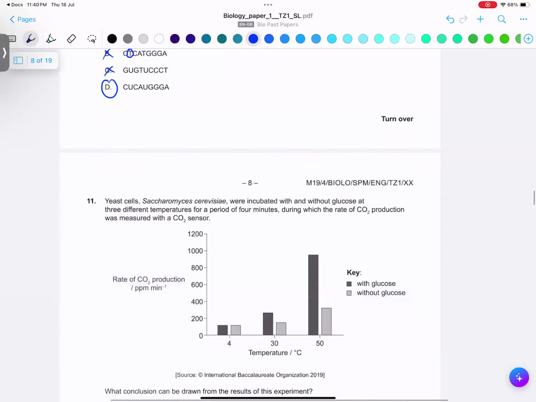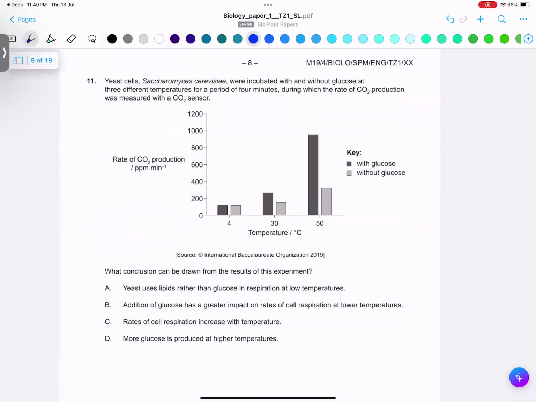Okay, so now we have 11. This needs quite some reading. Yeast cells were incubated with and without glucose, very important, at 3 different temperatures for a period of 4 minutes, during which the rate of CO2 production was measured with a CO2 sensor. So we have with glucose and without glucose, and we have the temperature. Okay, so rate of CO2 production.